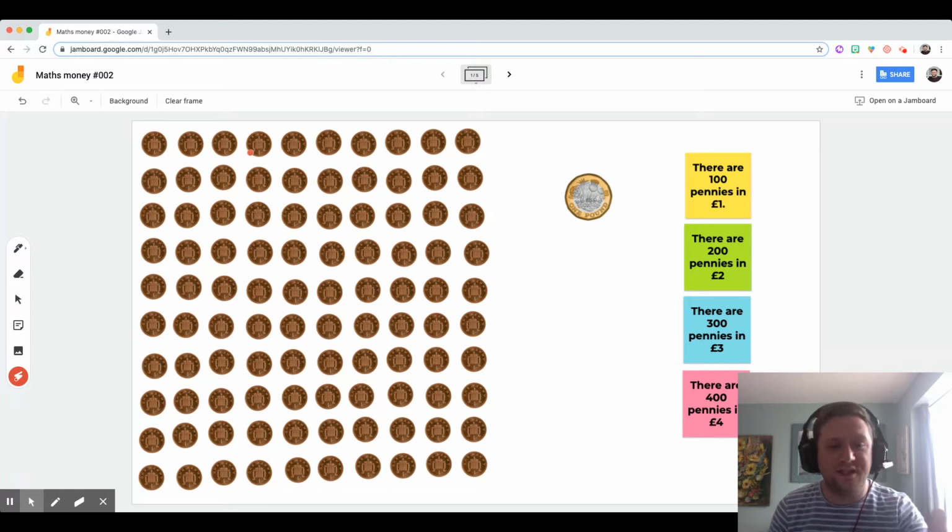We could check that. This is an array. You might remember arrays from multiplication. There are 10 running across and 10 running down, and 10 times 10 is 100. So that's one quick way of checking I've got 100 pennies here.